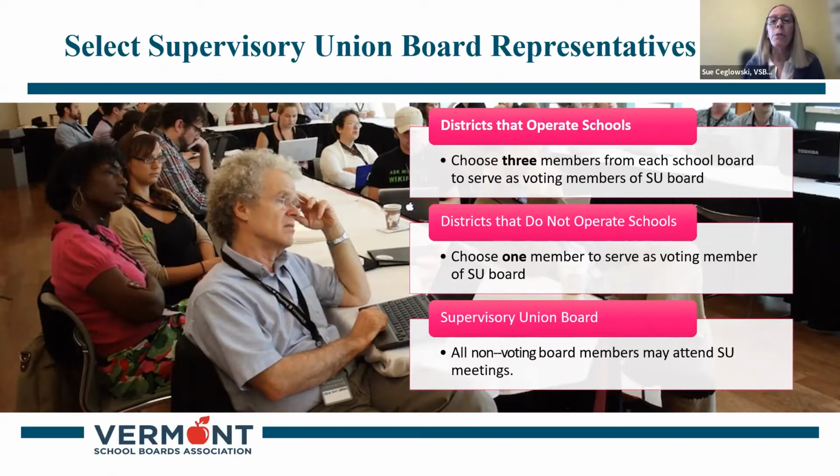Each district that is part of a supervisory union elects representatives to serve on the supervisory union board. Districts that operate schools choose 3 members from each school board to serve as voting members of the supervisory union board. Districts that do not operate schools choose 1 member. Only those designated representatives may vote at SU board meetings.